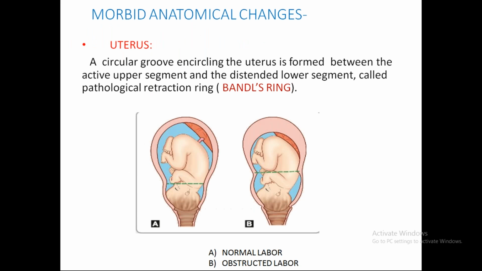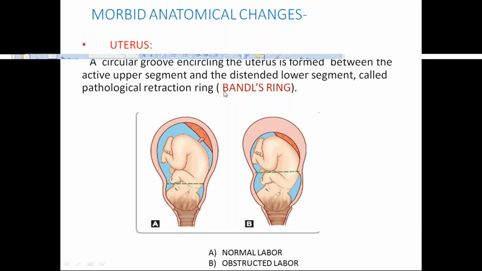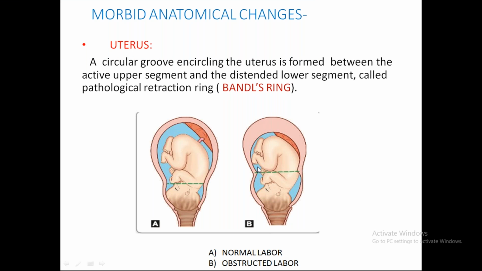So what will happen then when the patient is having obstructed labor? See here, there will be a circular groove. This is normal labor. In obstructed labor, a circular groove encircling the uterus is formed between the active upper segment and the distended lower segment. This is called the pathological retraction ring or Bandl's ring.